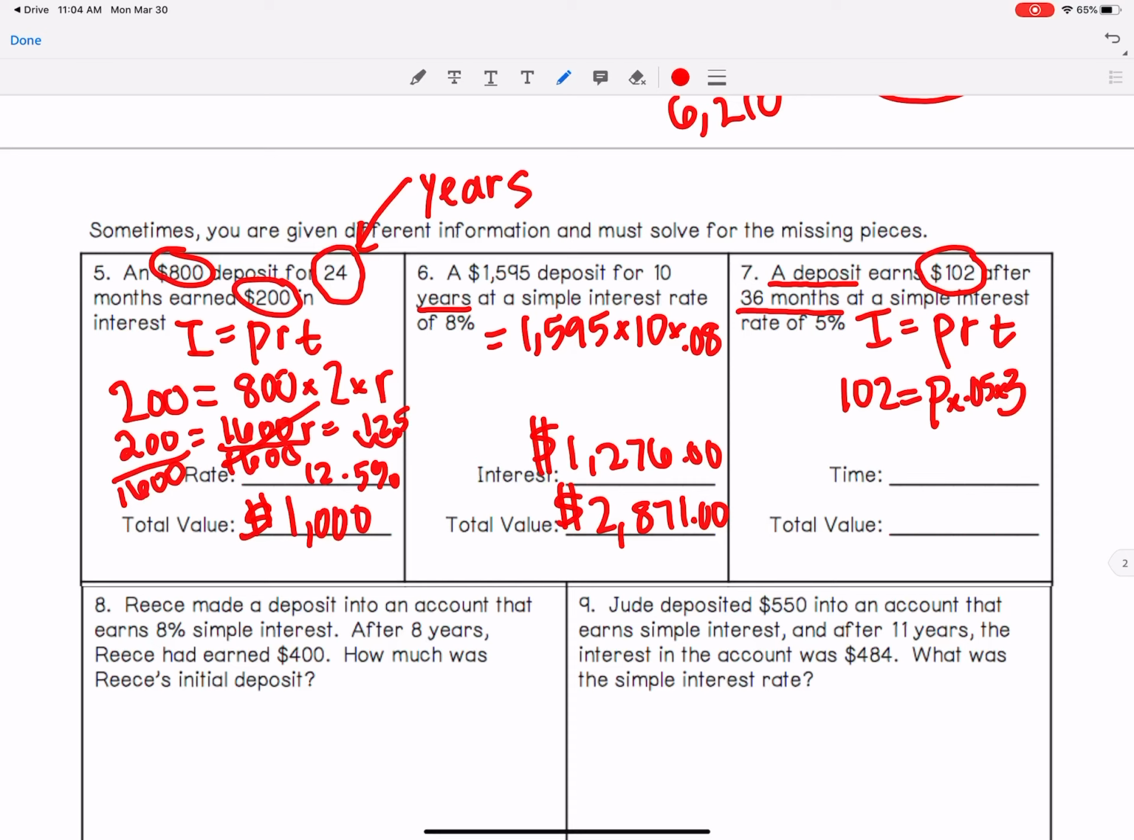Well, let's simplify what we have and solve for what we don't have. 0.05 times 3 gives me 0.15. So here's what I have now. 0.15P is equal to 102. Now we have to solve this like we would a normal two-step equation. We got to get P all by itself. P is being multiplied by 0.15, so we have to do the opposite of multiply.